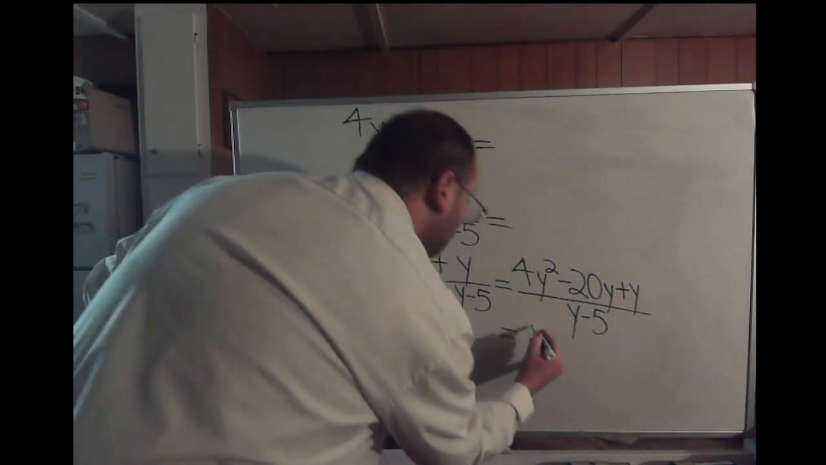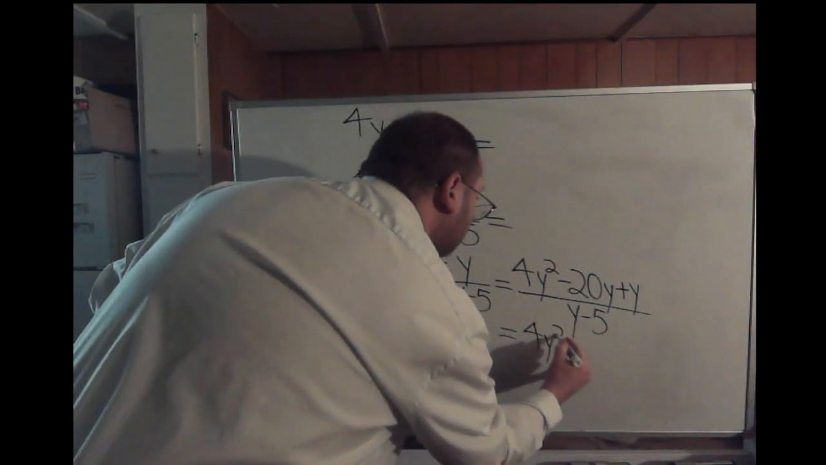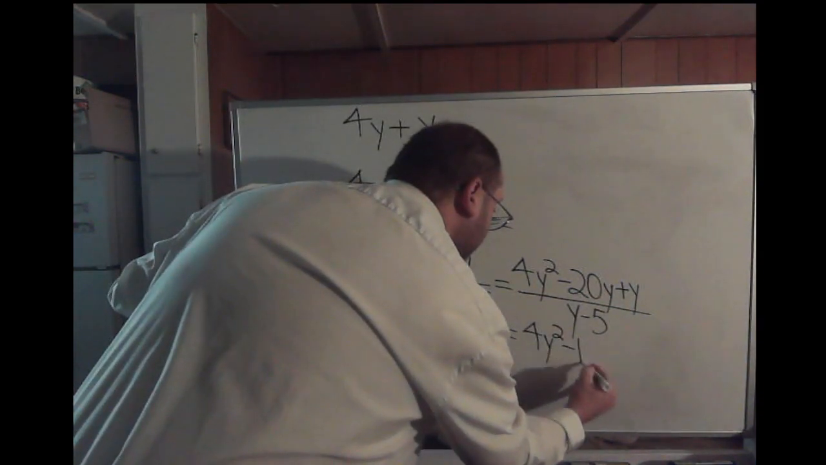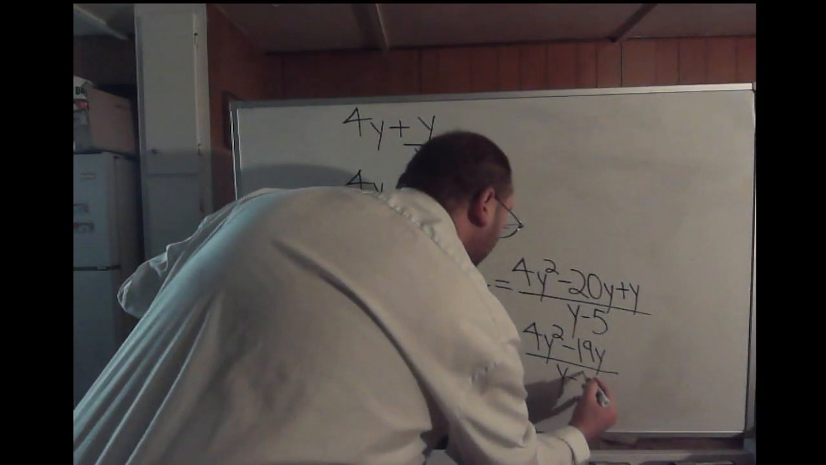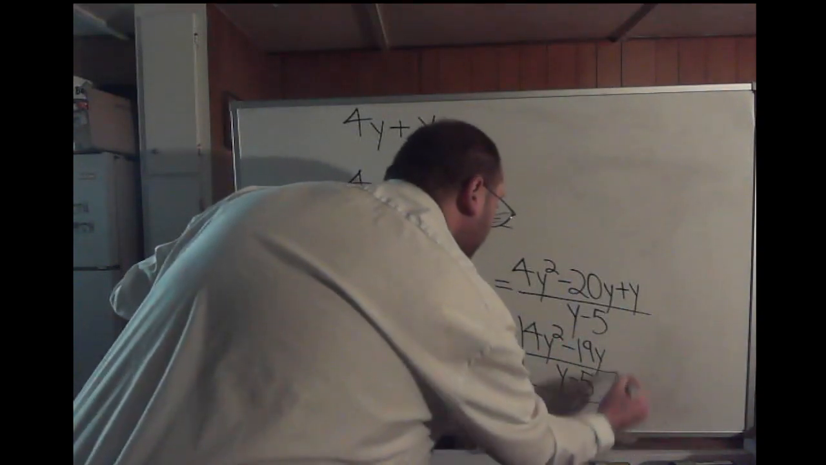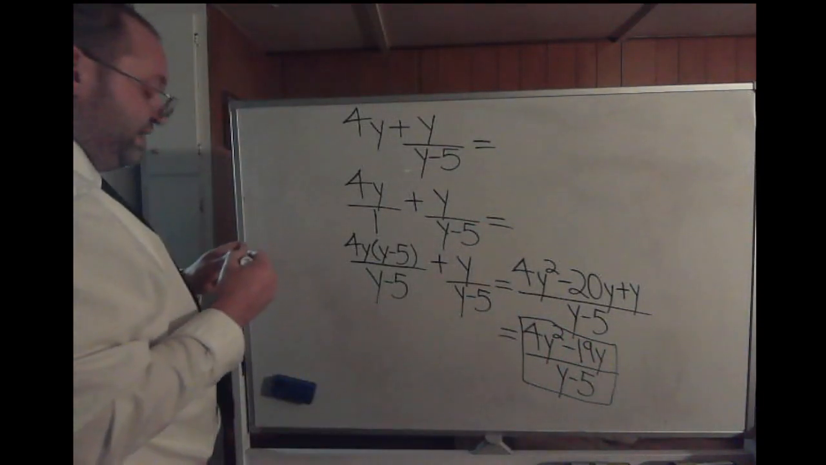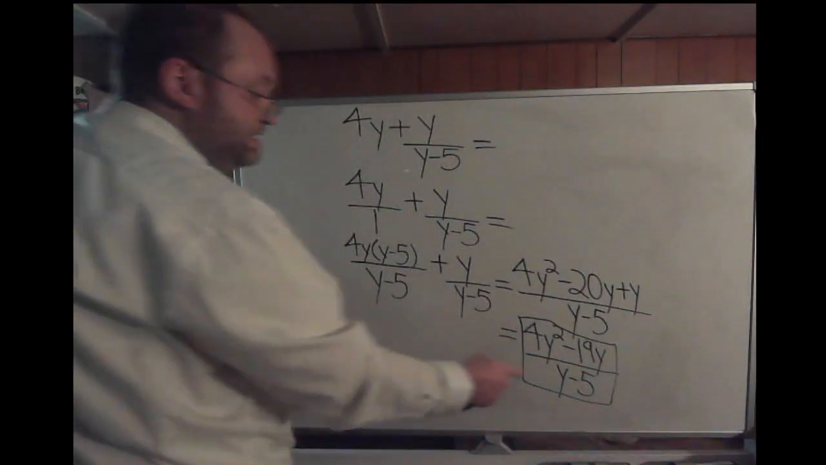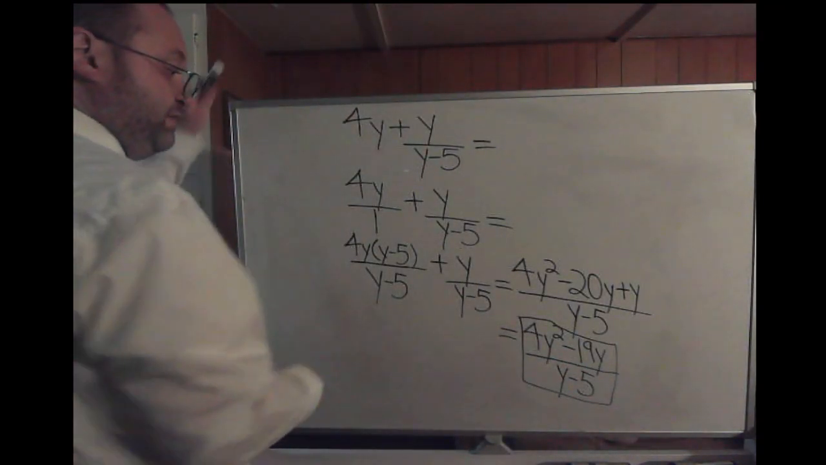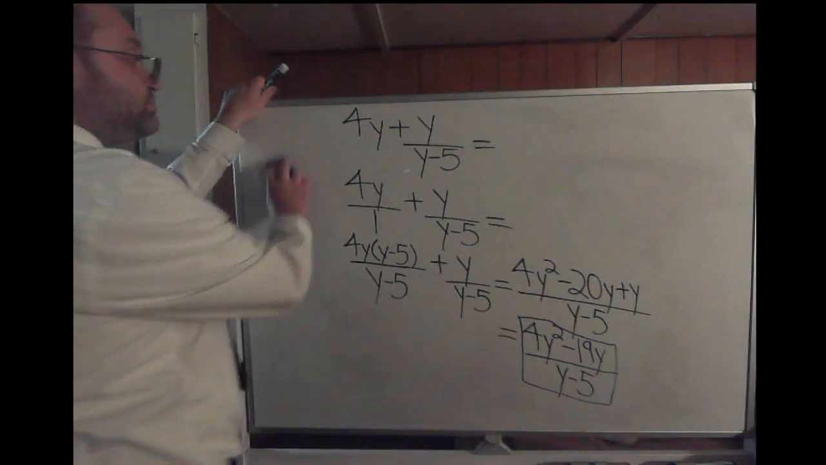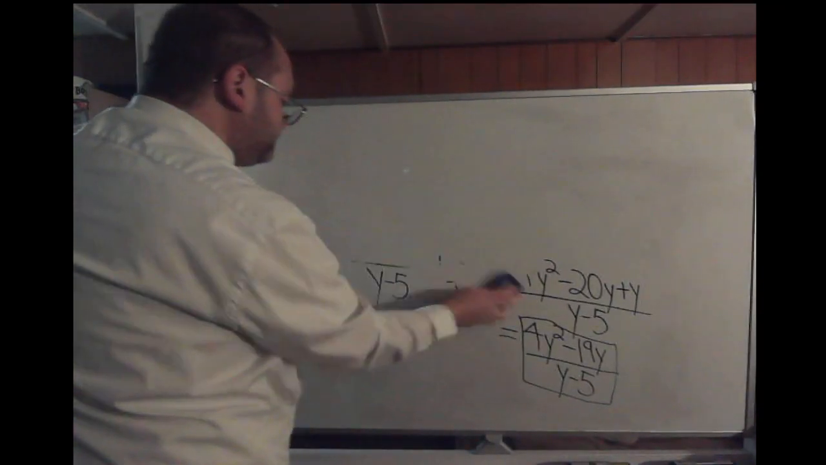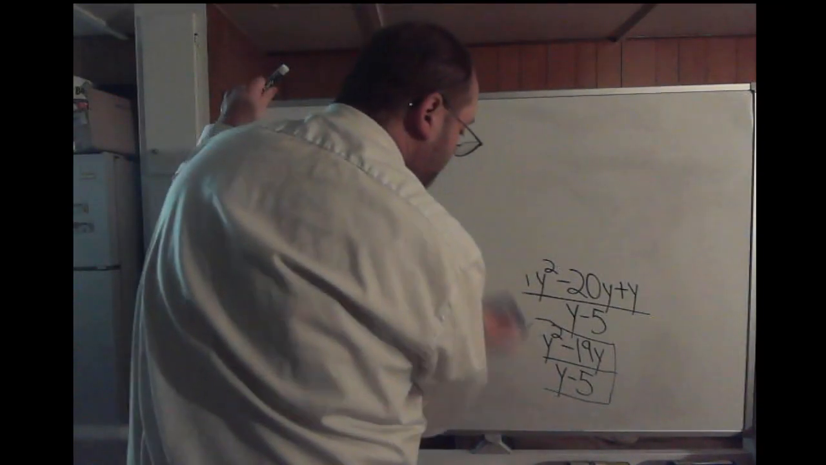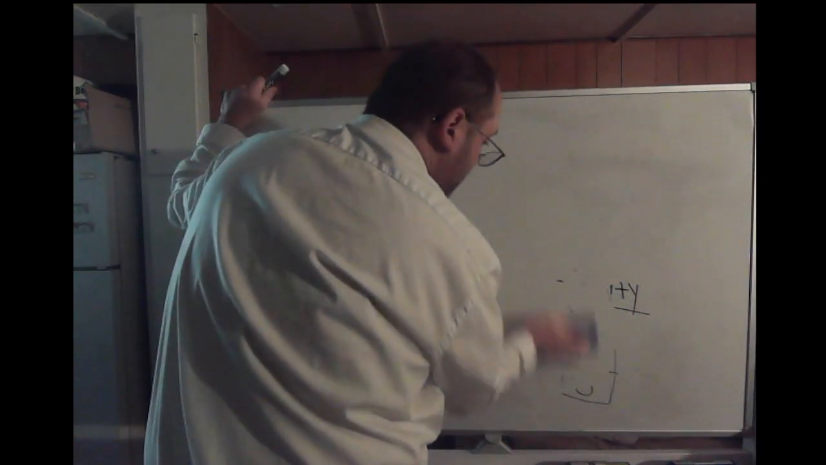Simplify it one more time, you would end up getting 4y to the second. Now negative 20y plus y is negative 19y. So you get 4y squared minus 19y all over y minus 5, and that would be your answer. It would be 4y to the second minus 19y all over y minus 5.